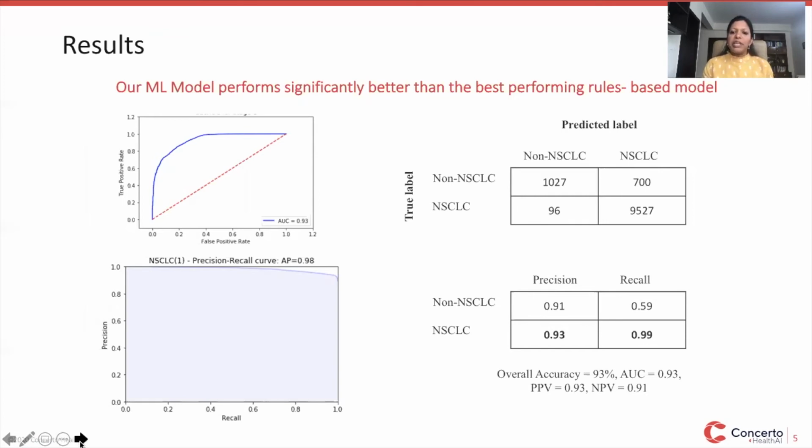And for predicting NSCLC subtype, our model has a precision of 0.93 with a recall of 0.99. The overall accuracy of the model was 93%, with the PPV of 0.93 and an NPV of 0.9.